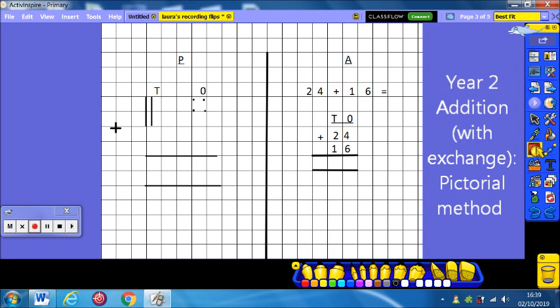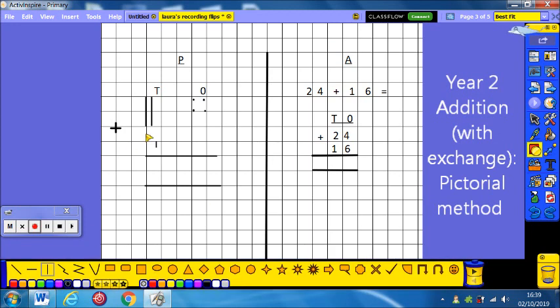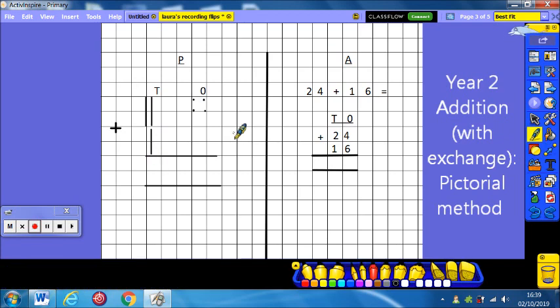I'm going to repeat this with 16. 16 has 1 ten and 6 ones. I'm going to draw the 10 and put it directly underneath the 20, and then I'm going to draw the ones. It has 6 ones. 1, 2, 3, 4, 5, 6. As you can see, both numbers need to be aligned under each other, under the ones and the tens. And with all calculations, whether it's addition or subtraction, we always start on the right hand side.